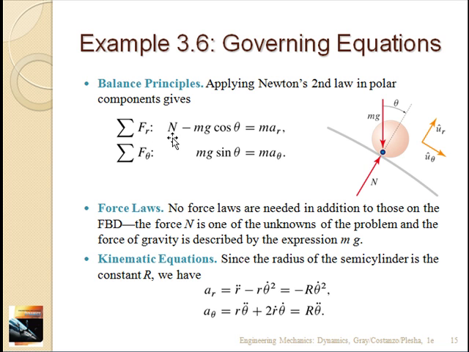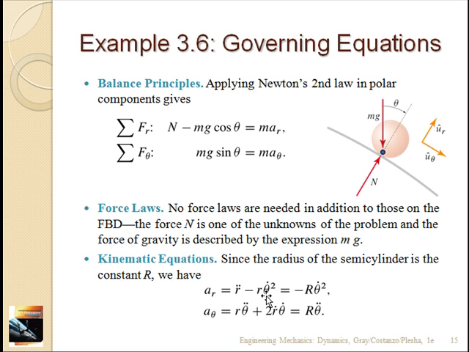So the radial forces are n minus the gravitational component in the radial direction. That gives you radial acceleration. Tangential is just gravity, which gives you a tangential acceleration. All right, we don't need force laws here. The kinematics involve writing the radial and tangential accelerations in terms of r and theta, and we've seen that before. So we just write this down.